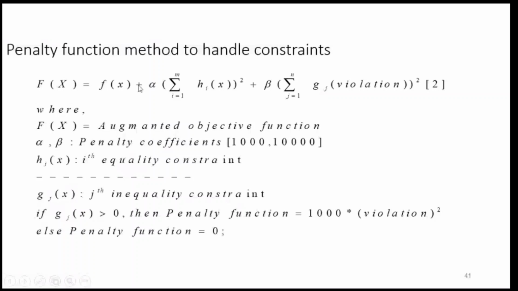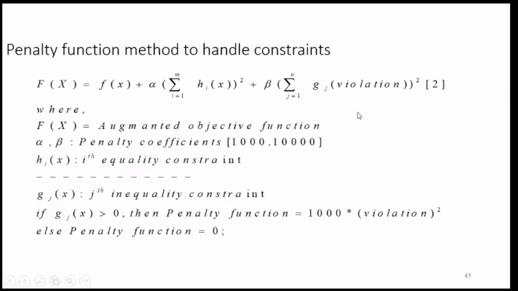It is equal to the original objective function, in our case x squared plus 5x plus 10, plus alpha, which is a constant, times the violation in the constraint equations, and its square, plus beta, which is also a constant, times the square of the violation of the inequality constraints, summed. Yes, I always give this simple example.